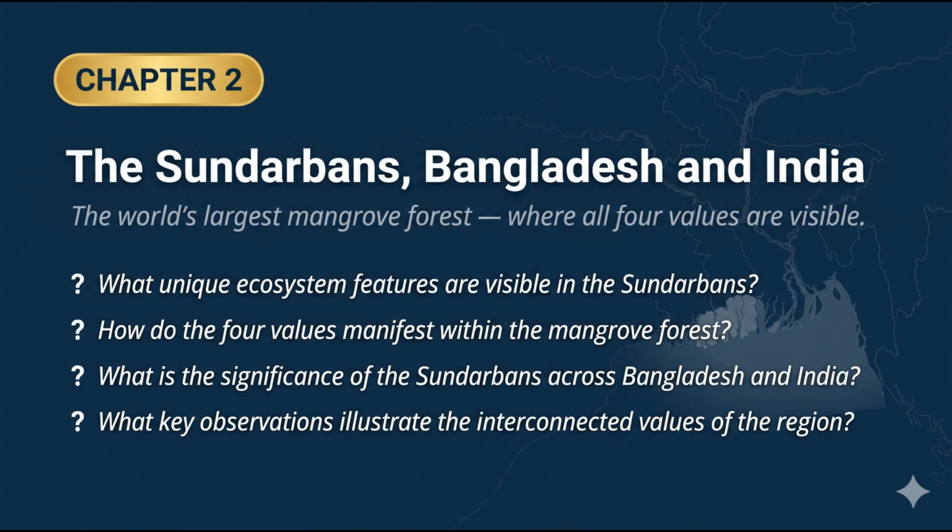Where is it? Where the Ganges, Brahmaputra, and Meghna rivers meet the Bay of Bengal, in the delta shared by Bangladesh and West Bengal, India. The Sundarbans covers approximately 10,000 square kilometers. Bangladesh has about 60%, India has about 40%.